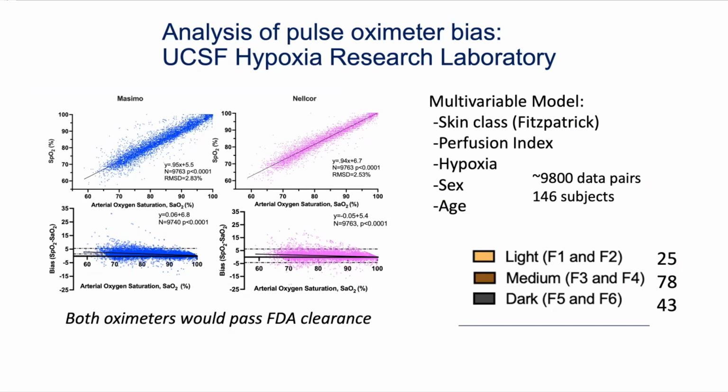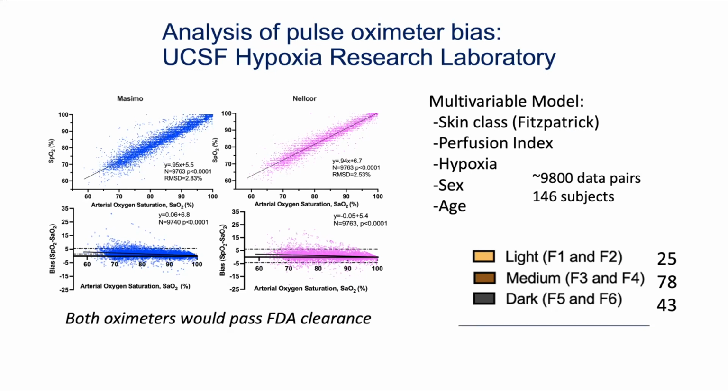So in the study, we had 25 very lightly pigmented subjects. We had 78 medium and 43 very darkly skinned people. Some of the subjects came back for multiple tests, so we were able to subject this to a repeated measures analysis. And the multivariable analysis that we did was really spearheaded by John Feiner, who, as you know, is a fantastic statistician.